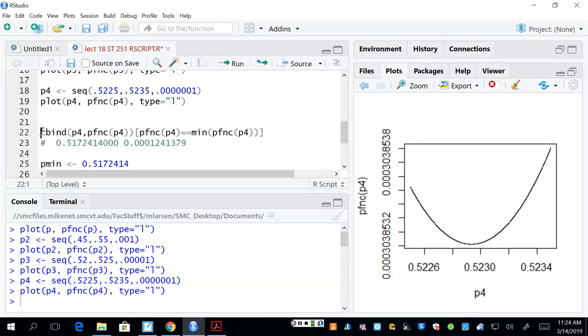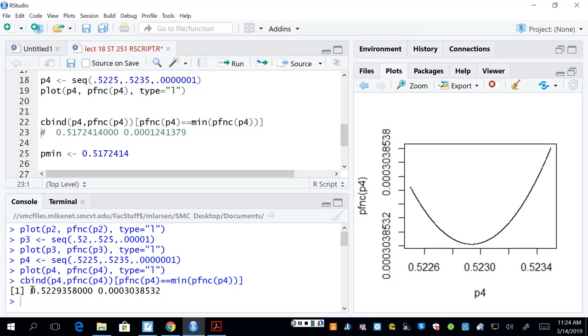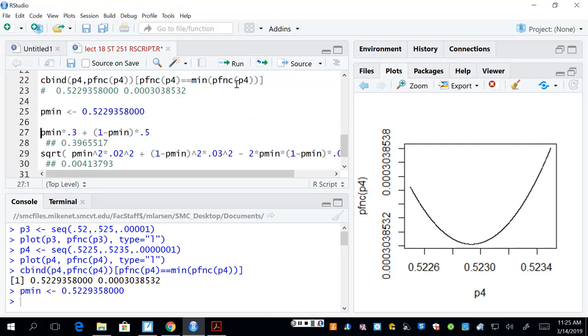The c-bind is actually going to bind together p4 and the evaluation of the function at p4. And then I'm just going to select the row where the variance equals the smallest value. Right? And so what that gets me is not the numbers I had from before when I forgot covariance, but it gets these values. So the minimum, the p min, occurs at that point.